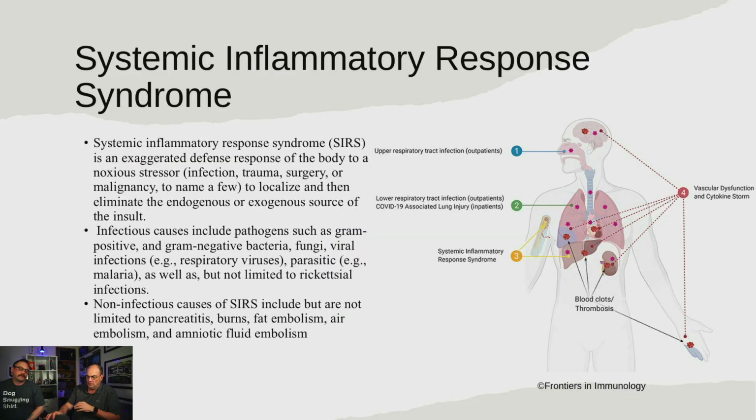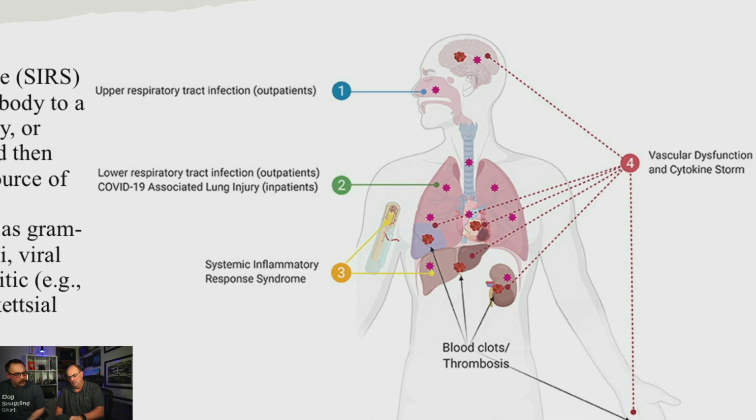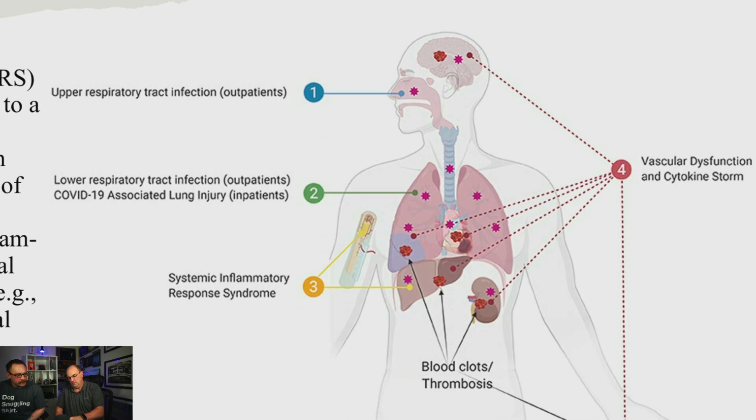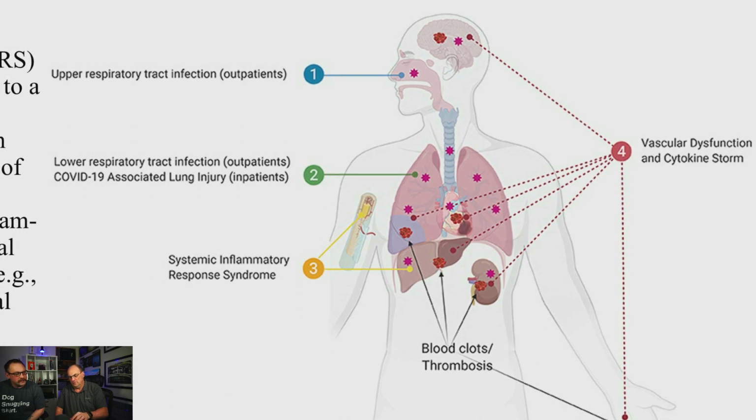Now, systemic inflammatory response syndrome. This is not something that we typically talk about within EMS. But it's a fun one. So let's say here we have an upper respiratory tract infection. We have a bacterium going in there, starting to fester and make its way down to the lower respiratory system. This is showing COVID-19 here. We all love talking about COVID. We haven't had enough of that.